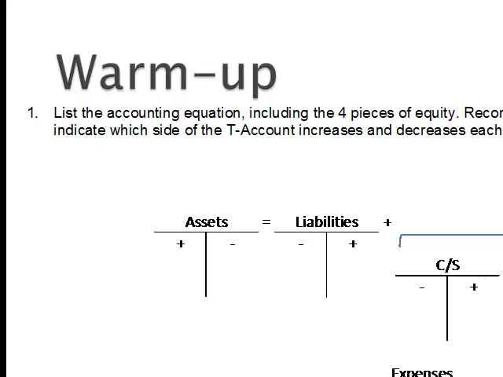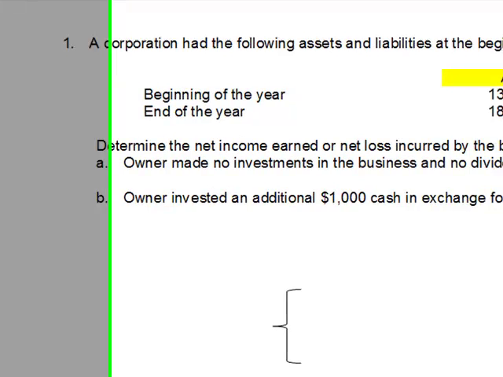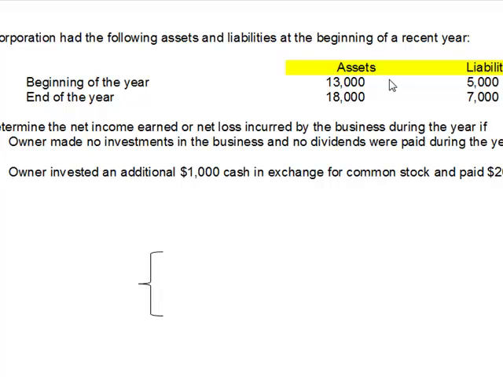All right. Our second piece that we're going to look at is a corporation had the following assets and liabilities at the beginning of a recent year. This is like a homework problem that you'll have, and you need to analyze and determine net income for each of these scenarios, A and B. So at the beginning of the year, assets were $13,000, liabilities were $5,000. At the end of the year, assets were $18,000 and liabilities were $7,000.